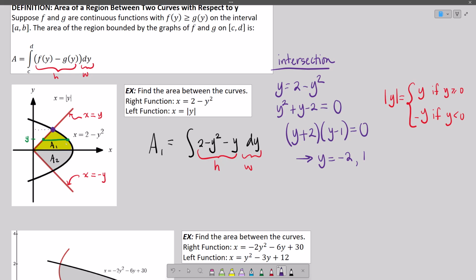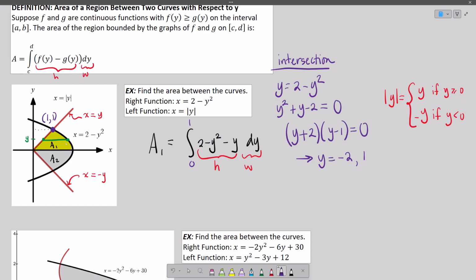So which is it? Negative 2 or 1? We're up in quadrant 1 where y values are positive, so that y value must be 1. What does the x value have to be then? 1 also, right? Because here's our equation. If y is 1, x is 1. So this point is (1, 1). So that tells us our upper limit is 1, our lower limit is 0.